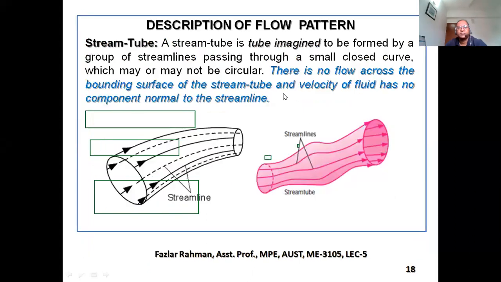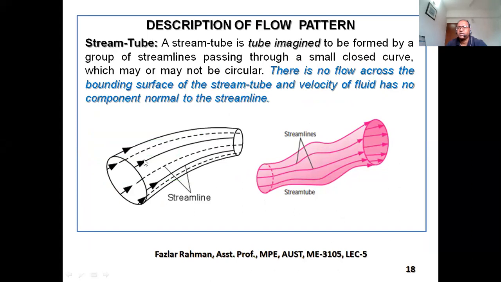Then we learn some definitions, such as what is a stream tube. It is an imaginary tube for fluid flow where all the streamlines pass from one end to the other end, and there will be no intersection of the streamlines. There should not be any flow perpendicular to the streamline. That is the main characteristic of a stream tube.